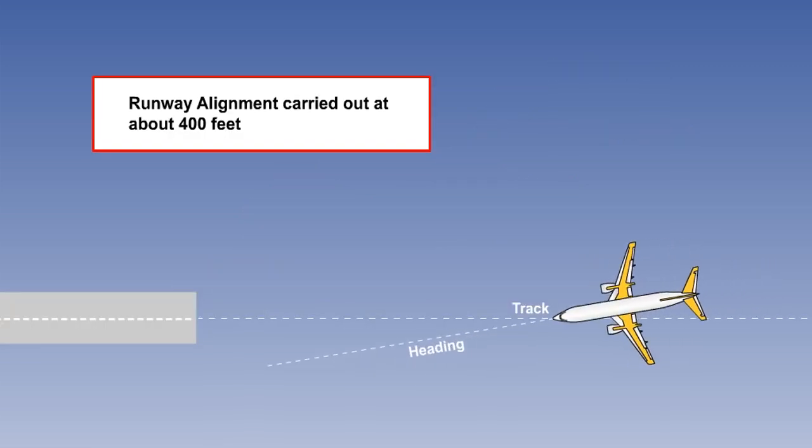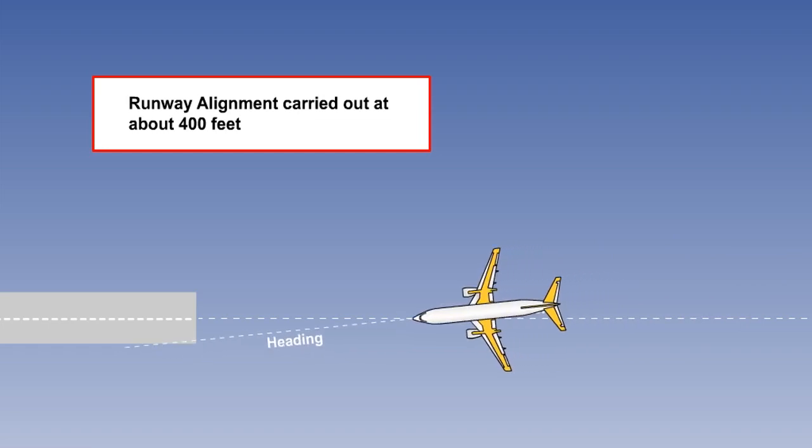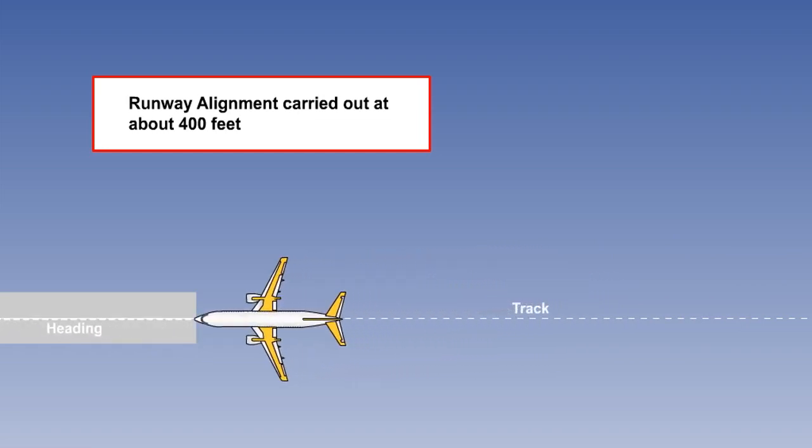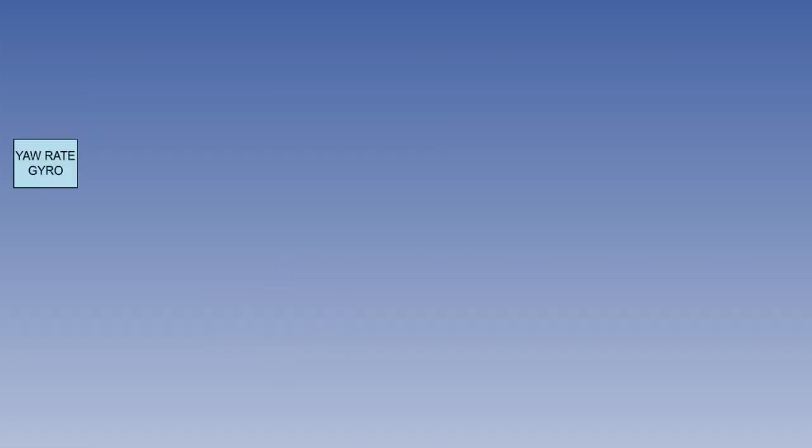The yaw damper system can be co-opted into the autopilot when engaged to provide such functions as turn coordination and runway alignment during autoland. The first component in the system is the yaw rate gyro, which detects the angular rate disturbance of the aeroplane in the vertical axis and passes the signal to the phase advance.